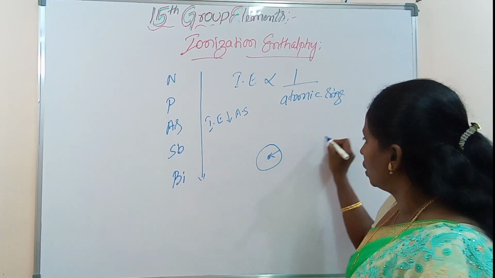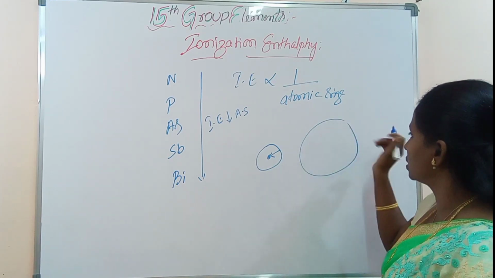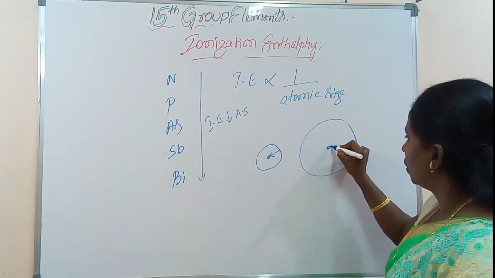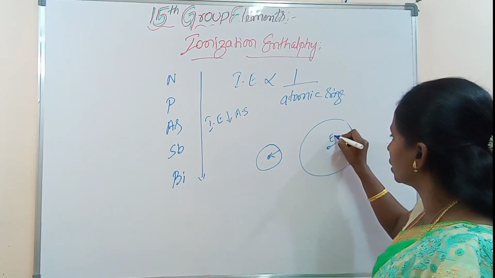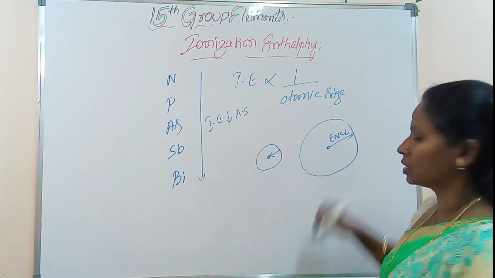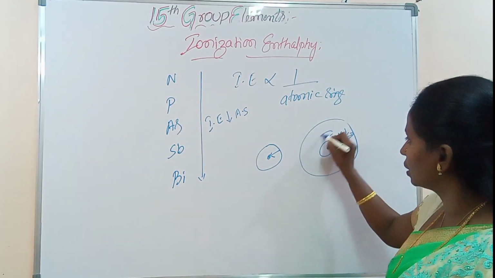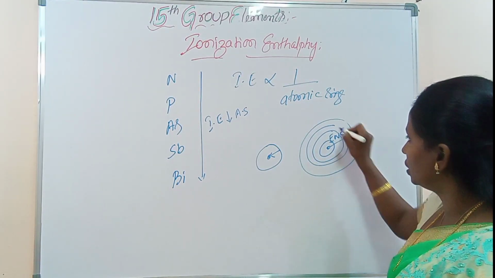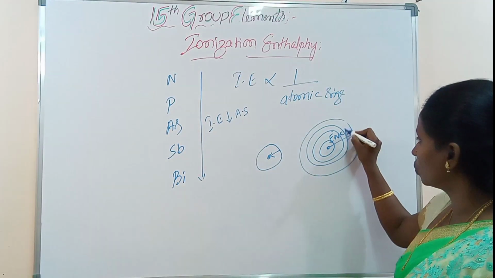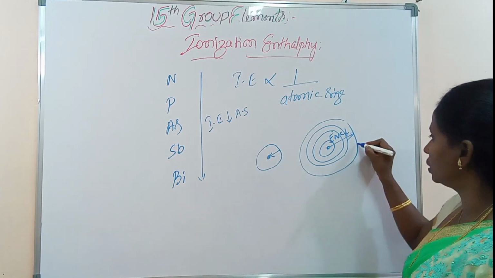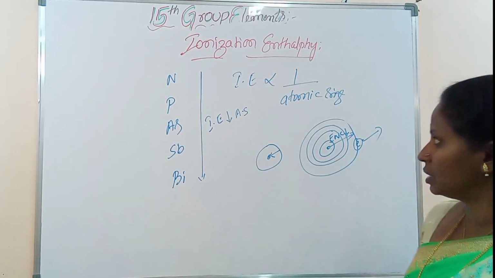Okay, so if the atom size is very large, then the attracting power, the effective nuclear charge (ENC) value, decreases. Effective nuclear charge decreases, and shielding increases. The shielding of the nucleus increases, screening effect increases, effective nuclear charge decreases, and so we can easily remove an electron from the outermost orbit.